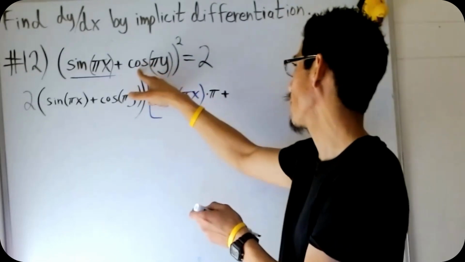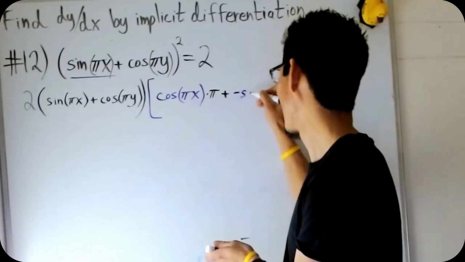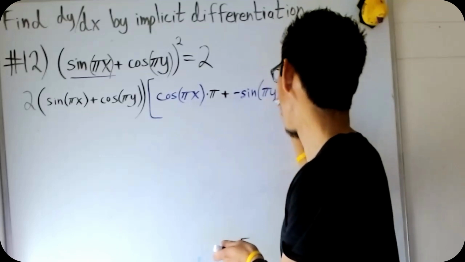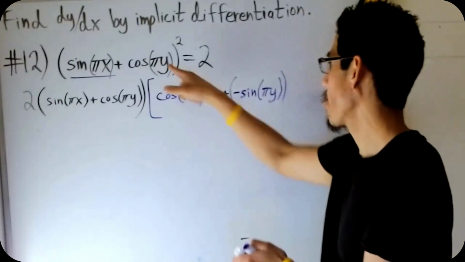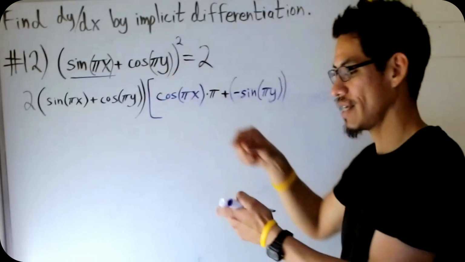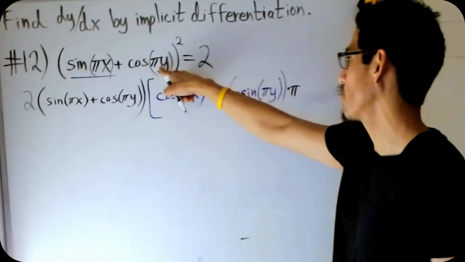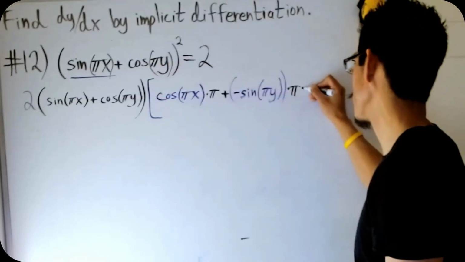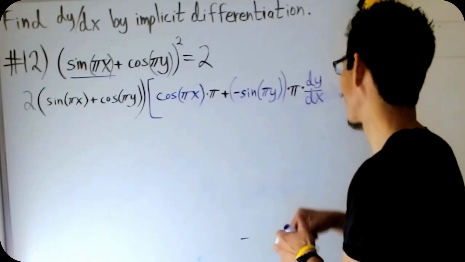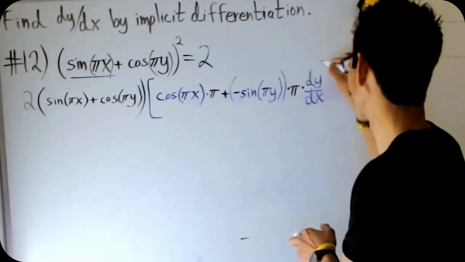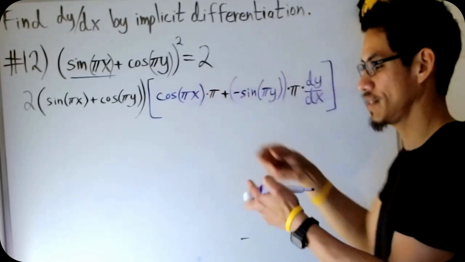plus the derivative of the cosine of pi y, which will be the negative sine of pi y, multiplied by the derivative of pi y, which will be pi. And since the variable is y, we're also going to need to multiply this by dy dx. And that'll be equal to the derivative of 2, which will just be 0 since 2 is a constant.